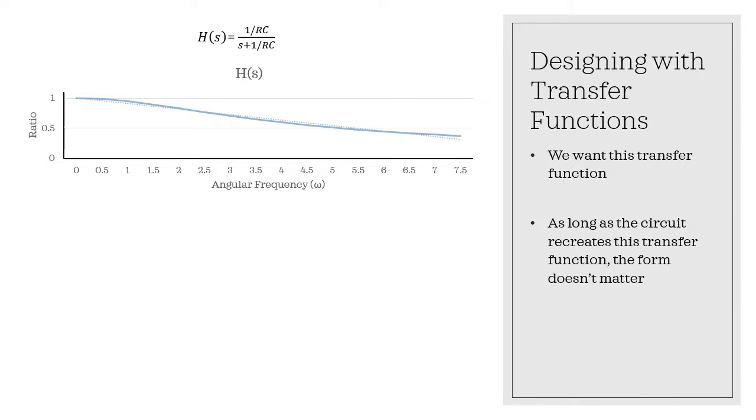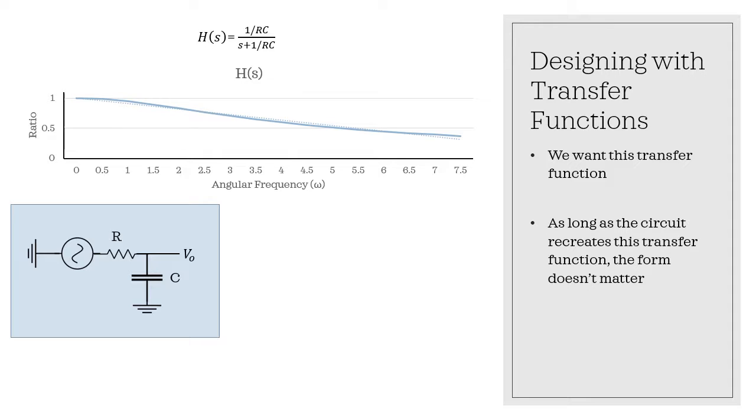So let's look at an example of that and what I mean by an infinite number of circuit designs that can recreate it. If we have the transfer function up on the top, which is a high pass transfer function, should be pretty familiar to everybody. We want the transfer function graph to look kind of like the plot shown. And we think to ourselves, oh, that looks familiar.